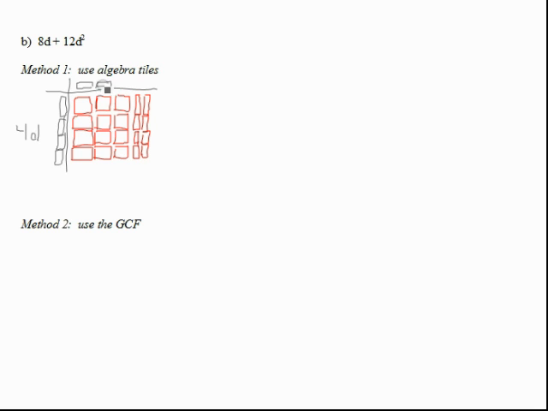There's a D. There's a D. There's a D. There's a 1. There's a 1. So that's 3D plus 2. So 8D plus 12D squared equals 4D times 3D plus 2.